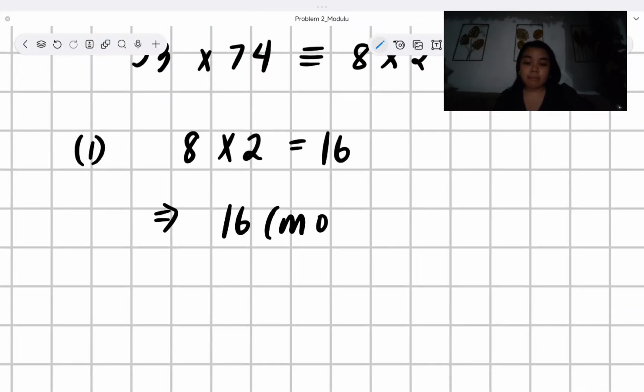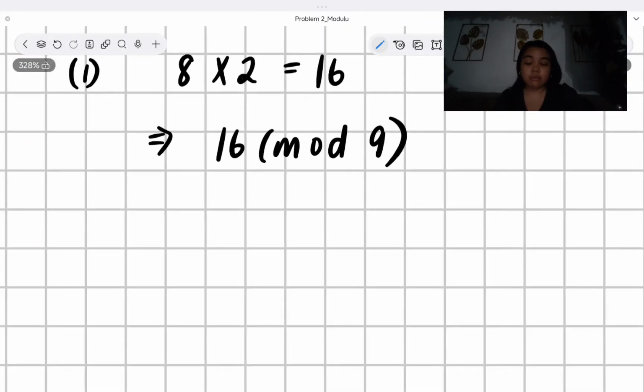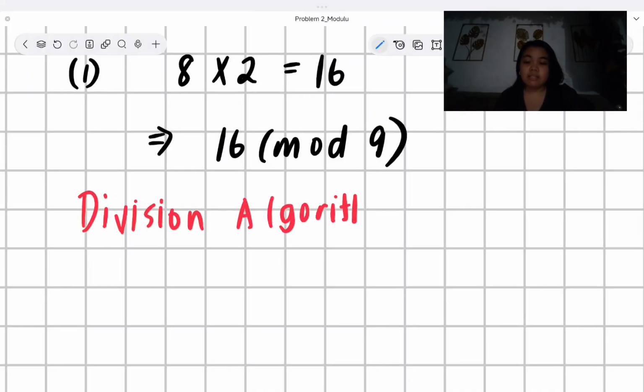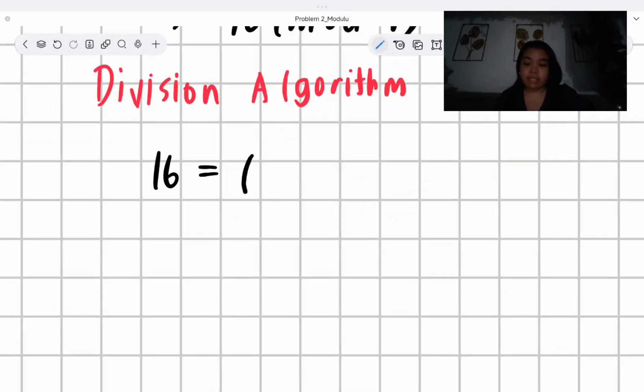Now for the final step, I must ensure the answer is a true remainder by using the division algorithm one last time. In the modulo 9 system, the remainder must be less than 9. Since 16 is too large, I divide 16 by 9. So 16 is equal to 1 times 9 plus 7. The unique remainder r is 7.